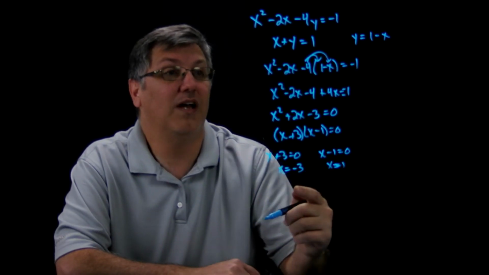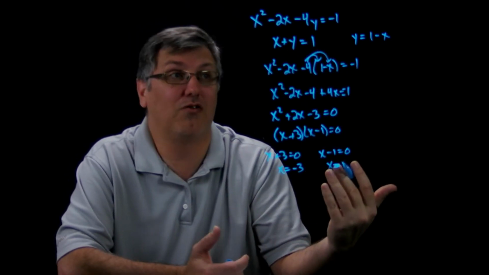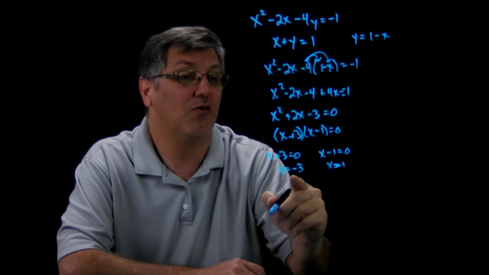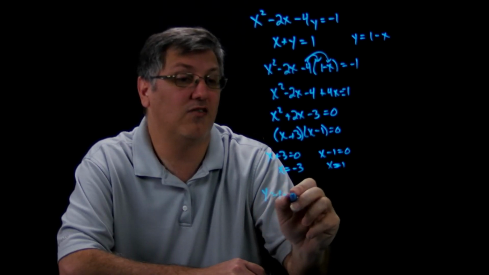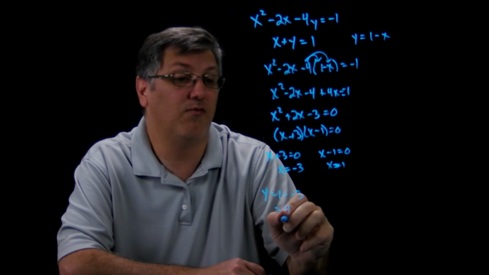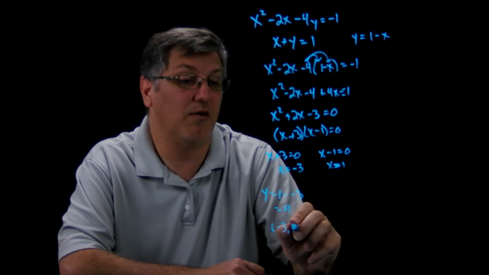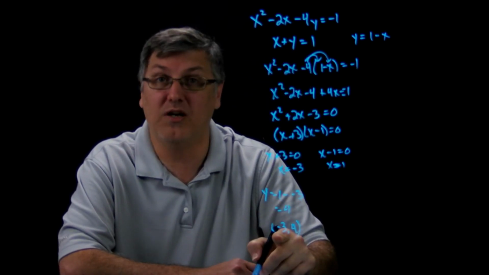All right, from here, to find my y value, I'm just going to pick one of these two equations. Well, I want to pick y equals 1 minus x, and plug it in. So for here, my y value is going to be y equals 1 minus a -3, which gives me 4. So this point right here is going to be -3, 4. So we know that this line and this parabola intersect at -3, 4.